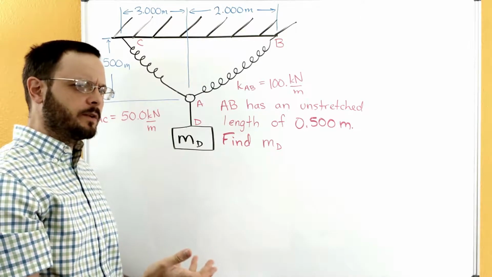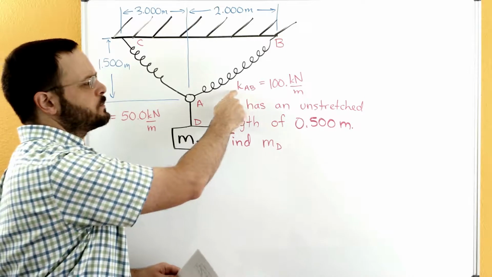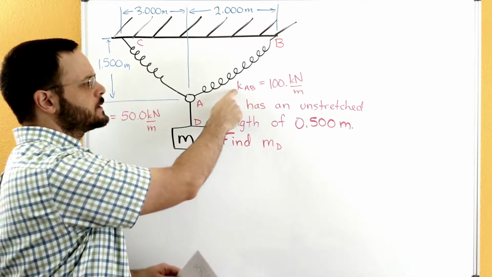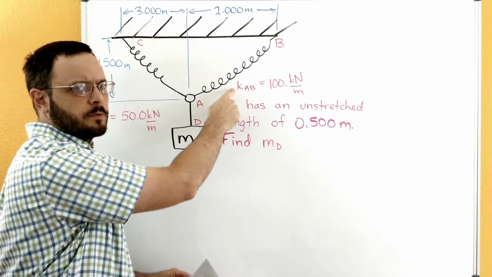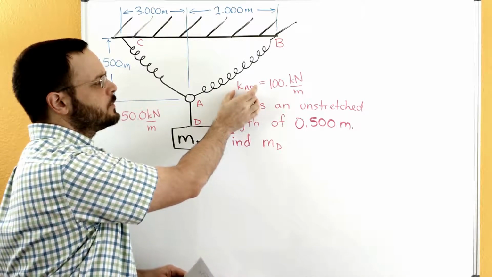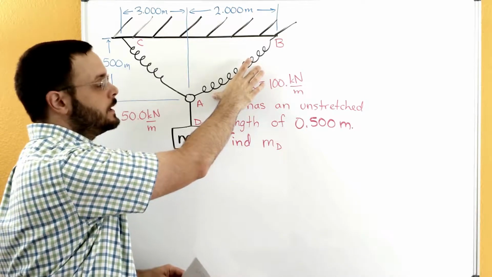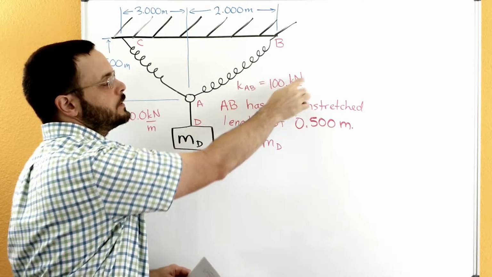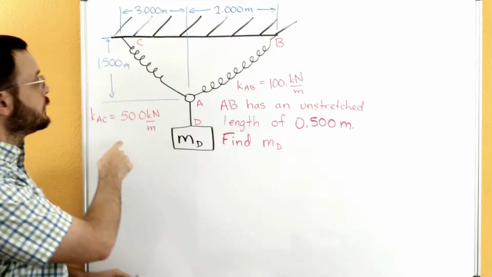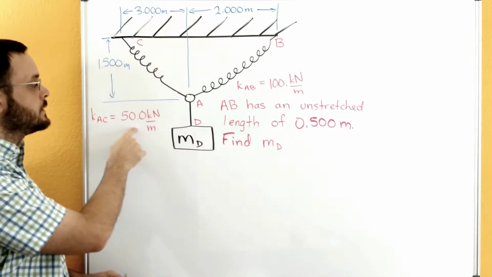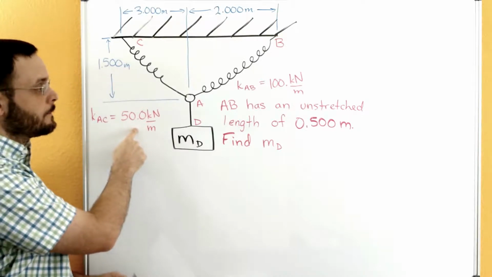With springs, typically you're going to get a spring constant, or you may have to solve for a spring constant. In this case, we have a spring constant. These are typically used with the variable K. So we have KAB, that means a spring constant in AB, and we have 100 kilonewtons per meter. Over here, for AC, we have a spring constant KAC that's 50 kilonewtons per meter.